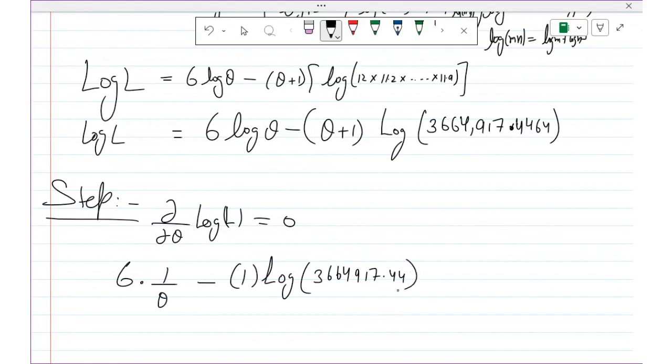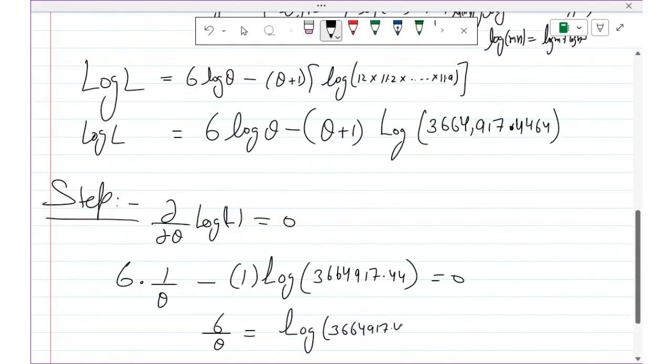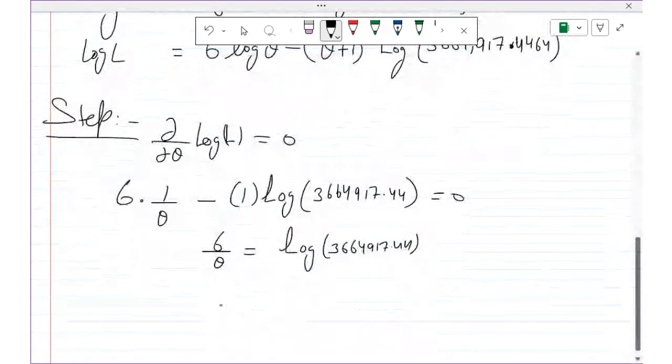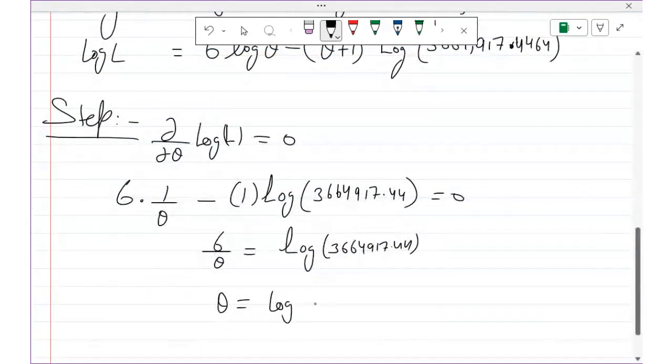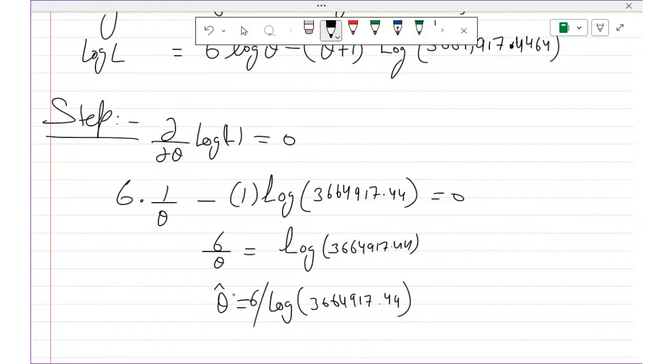Okay, is equal to 0. So you will get 6 by theta is equal to log of 3664917.44. Or you can say theta is equal to log of 3664917.44. Oh, I have 6 upon, basically 6 divided by 4. Okay. Any doubt, students? So this is the maximum likelihood value of theta.